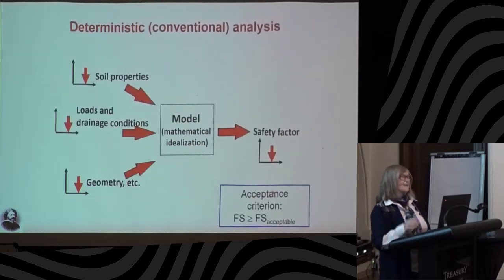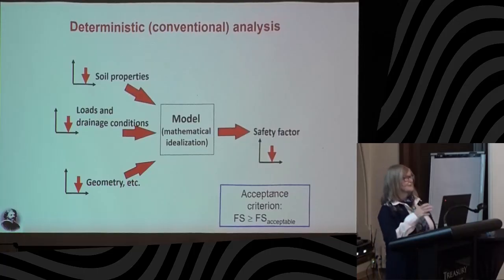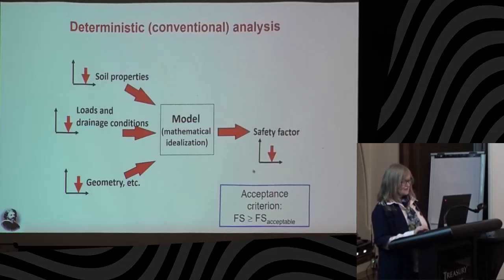So when you do a risk-based analysis, you're really doing the same thing as what you do in conventional analysis. Let's say we have soil properties, loads, drainage conditions, and geometry, and we're calculating slope stability. There's equilibrium of force. You use a model, limit equilibrium, or you can use finite element, and then you calculate a safety factor. And the acceptance criterion is that this safety factor shall be greater than or equal to what is prescribed in the codes.